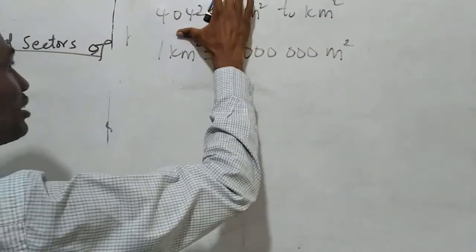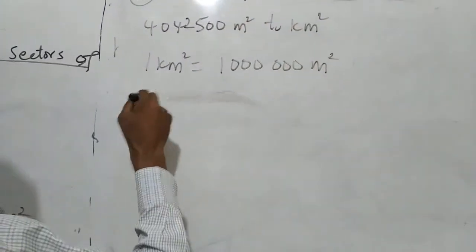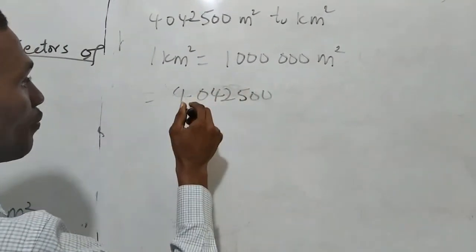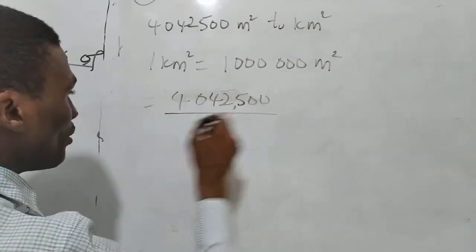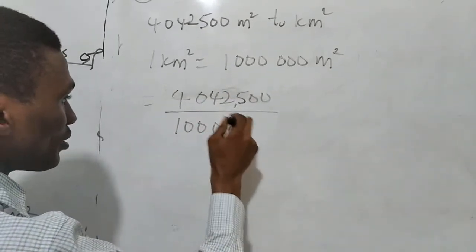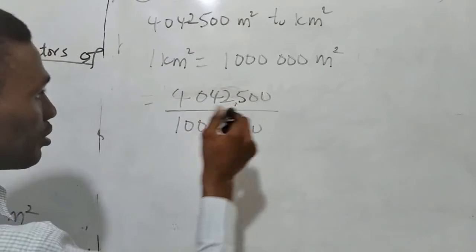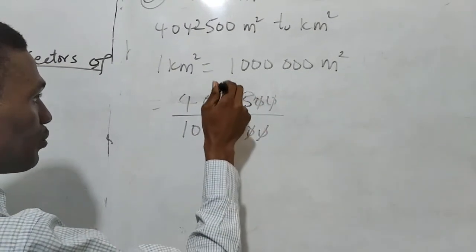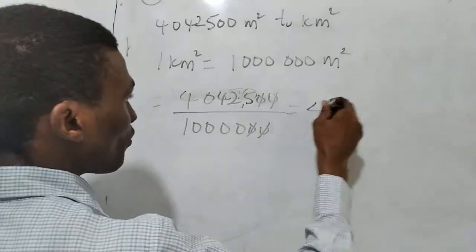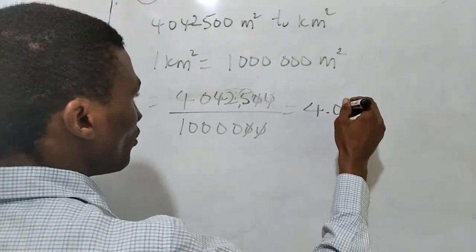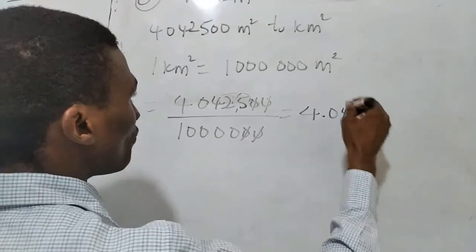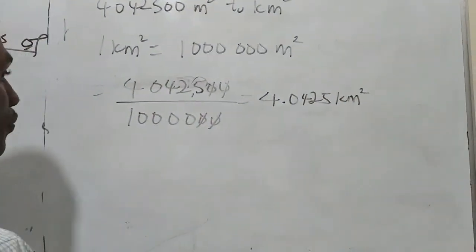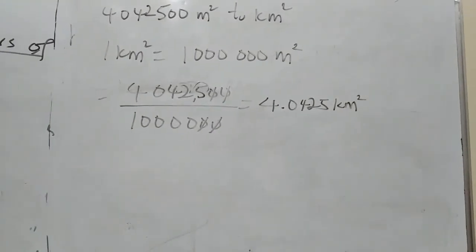For us to convert this to kilometers square, we now divide by 1 million. 6 zeros. These 2 zeros cancel these 2, we are left with 4 zeros. We count 1, 2, 3, 4. That gives us 4.0425 kilometer square.